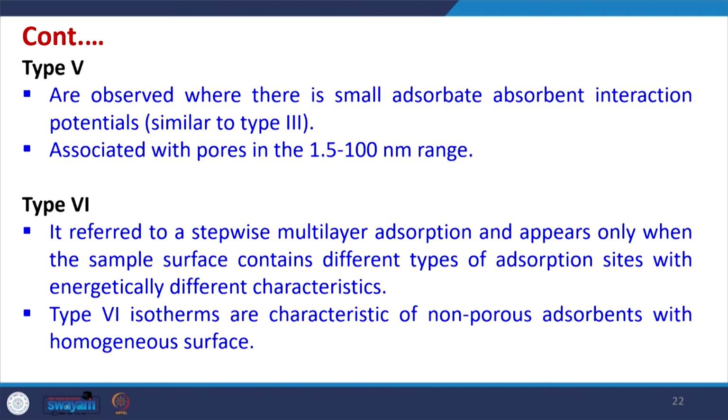From this type of curve we can get an idea of which type of isotherm it is, and from that we can interpret a lot of things, whether it is porous, non-porous, and tentatively whether it is microporous or mesoporous. So, some idea can be obtained from the initial curve itself without performing the calculation. Types 5 and 6 are not very common, but the first four are more common.